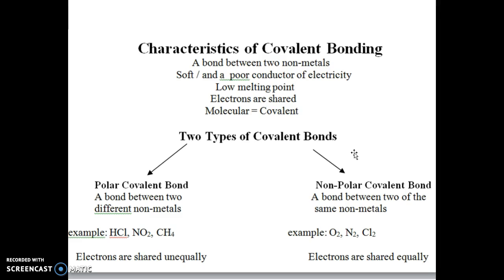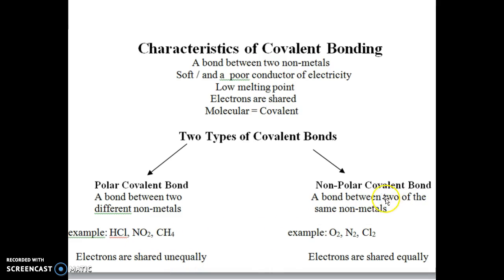Now there are two types of covalent bonds. There's a polar covalent bond and a nonpolar covalent bond. I want you to think about this in terms of poles of the Earth. We know that the poles of the Earth are positive or negative. They're different. Polar actually means different. So when we talk about a polar covalent bond, what we're talking about is two different nonmetals. You can see the arrow right here. And therefore, since they're different, the electrons are shared unequally.